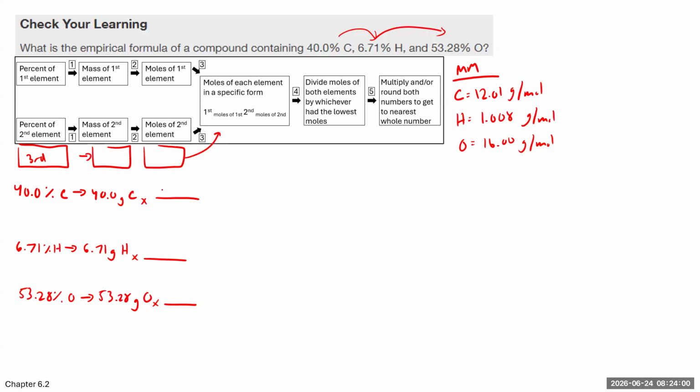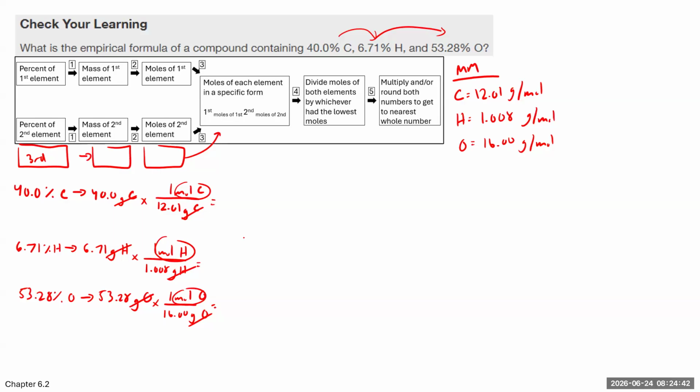So this is now 12.01 grams of carbon per 1 mole of carbon, 1.008 grams of hydrogen per 1 mole of hydrogen. And this is 16.00 grams of oxygen to 1 mole of oxygen. Let's do that. Let's see what cancels out. The grams of carbon cancel out, top and bottom. Grams of hydrogen cancel out. Grams of oxygen cancel out. We're left with these moles, which is great because that's exactly what we were trying to do.